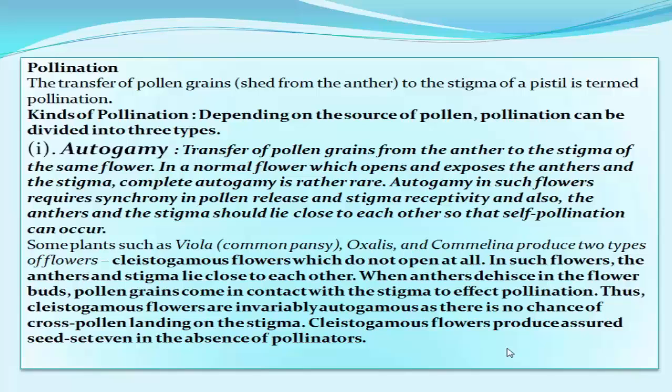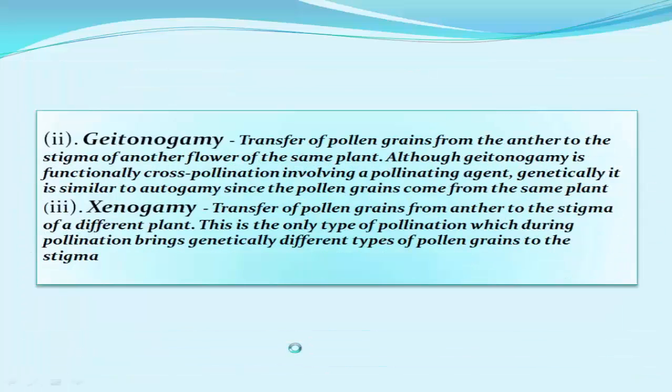If the pollinating agent is not available, in some cases the pollination may not take place, but that is not the problem for cleistogamous flowers. As they are in the closed condition, the pollination occurs within the flower and there will be no problem with the seed setting even in the absence of pollinating agents. So this is about the autogamy. So here you can see the two more types of pollination, geitonogamy and xenogamy.